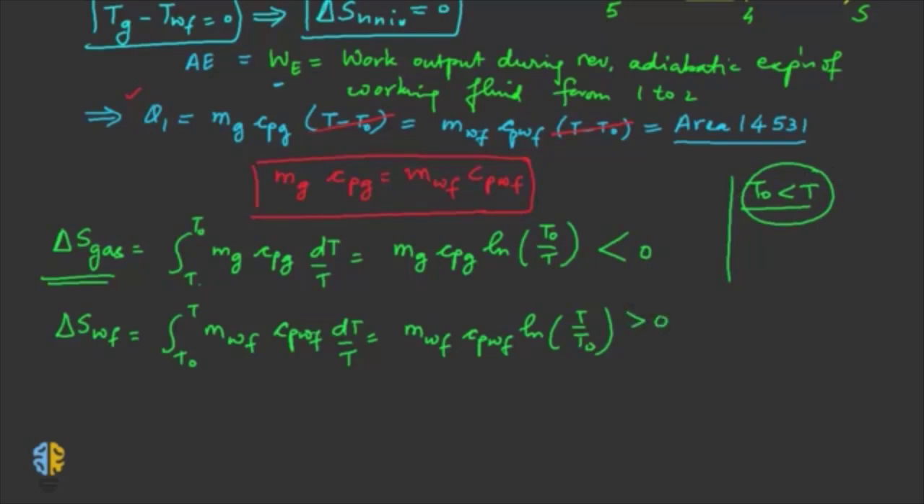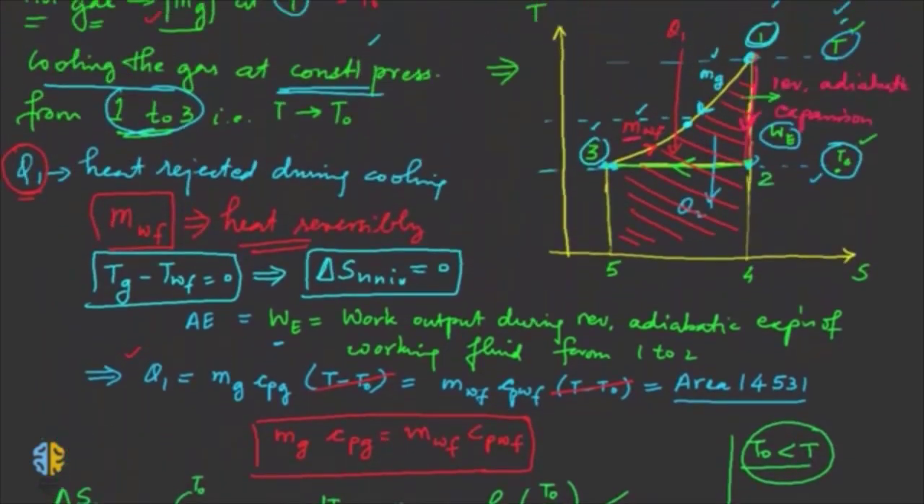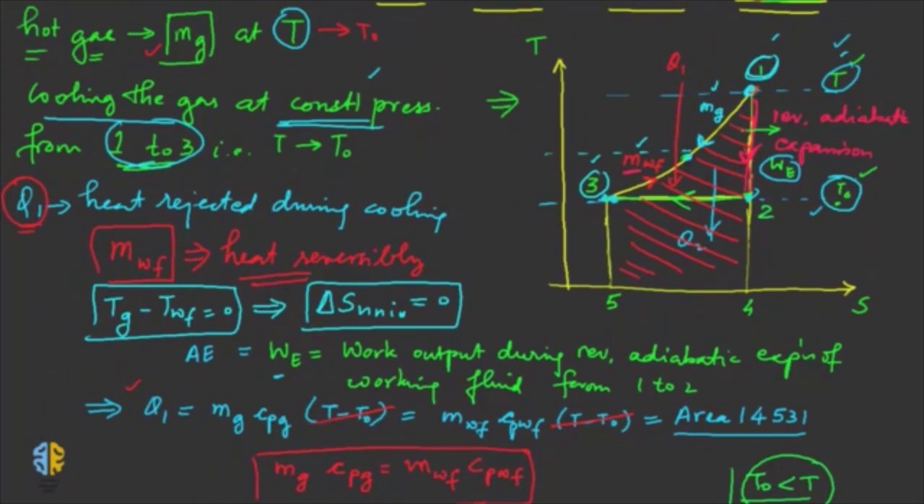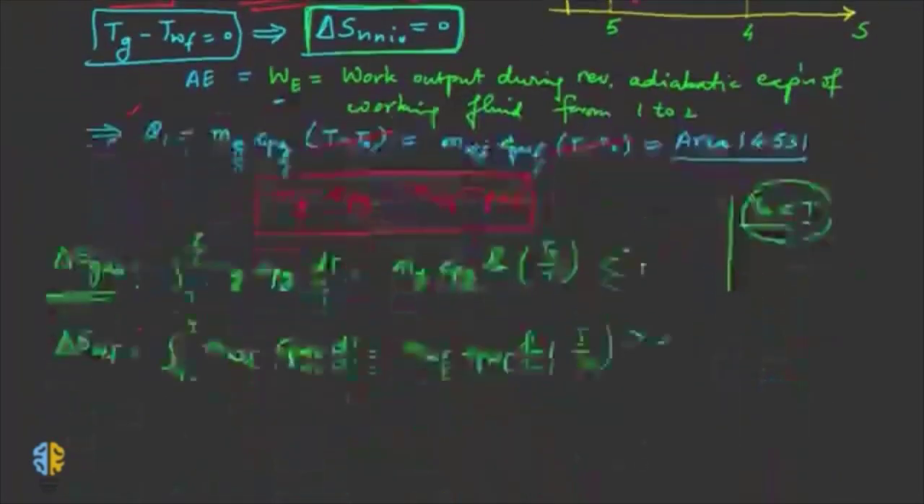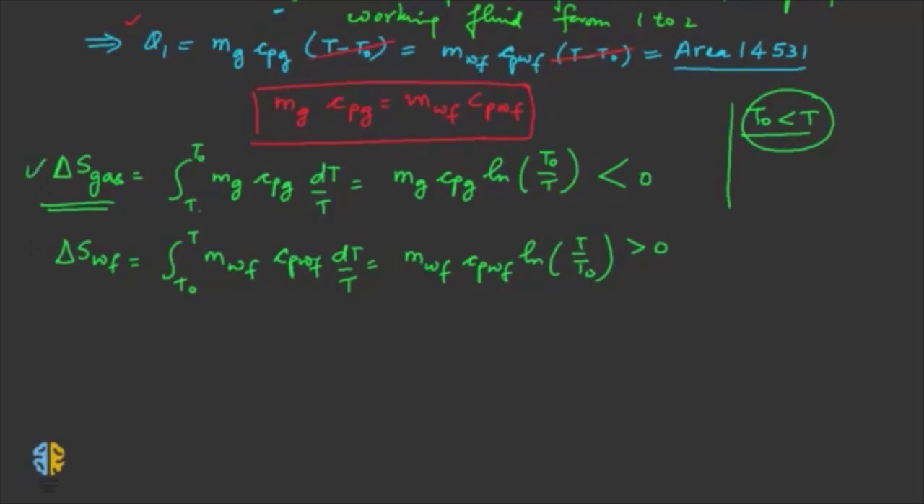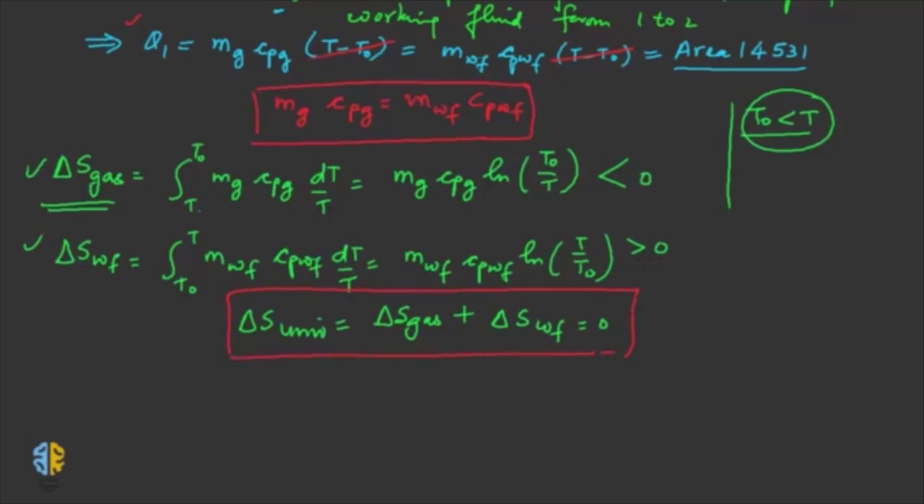Now we also know that because the temperature at any instant is the same for the working fluid and the gas, there is no temperature difference, so the entropy rise of the universe is taken to be 0. I can say that the gas and working fluid make up the universe. So delta S universe, which is equal to delta S gas plus delta S working fluid, is equal to 0. You can put this under a nice looking red box.